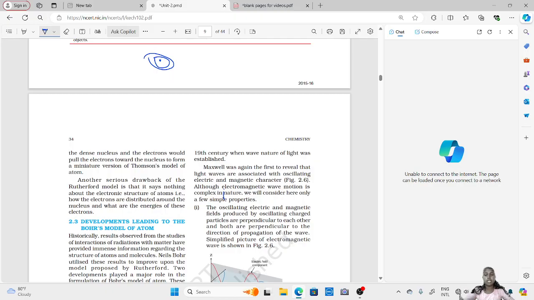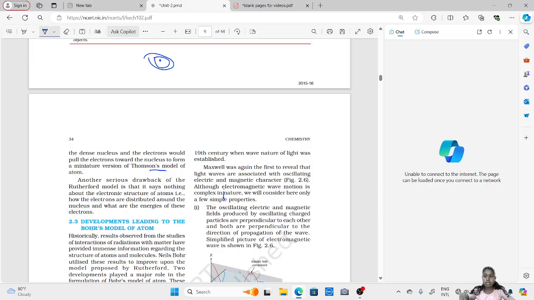If it is in circular motion, it will eventually emit radiation and spiral into the nucleus. But if it is kept stationary, if it doesn't move and stays there only, then there will be an electrostatic force which will pull the electrons towards the nucleus, and that will lead to a miniature version of Thomson's model where electrons are embedded inside the nucleus.